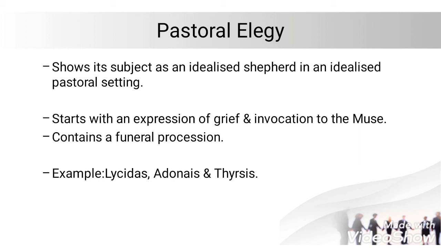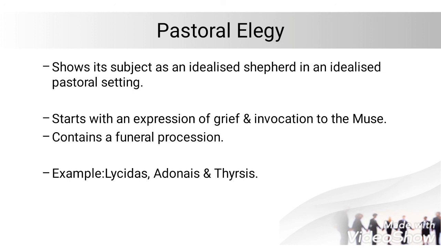Means death and decay is always there as far as elegy is concerned. It contains a funeral procession, means wailing and mourning is there. And it ends with the justification of the laws of nature. That is always there, that the poet always tries to justify the laws of nature. Notable examples of pastoral elegy are John Milton's Lycidas, P.B. Shelley's Adonais, and Matthew Arnold's Thyrsis.